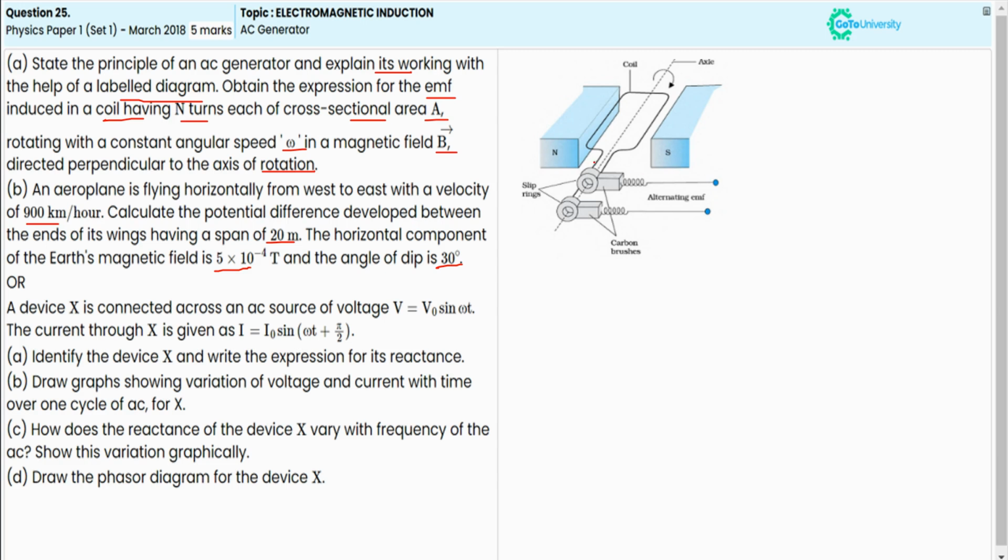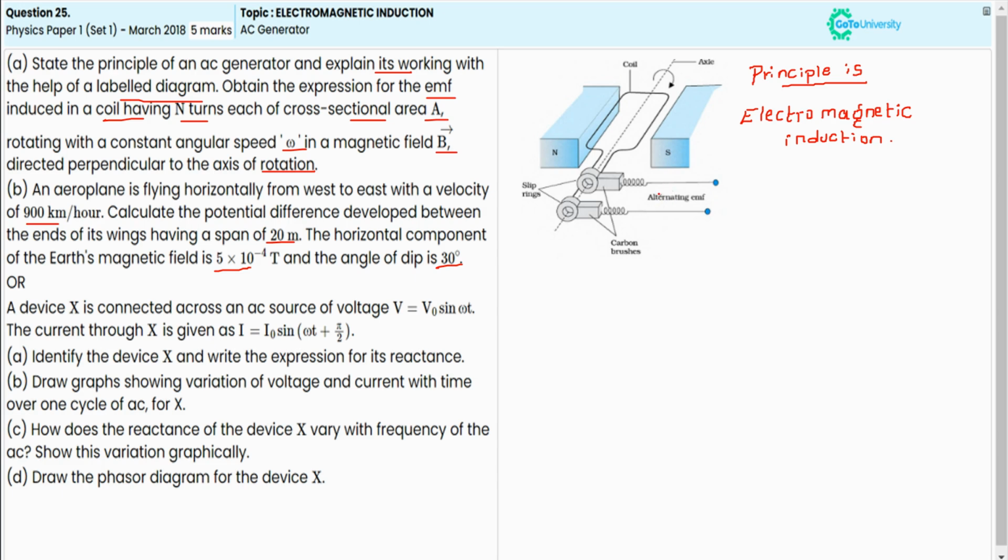We know the principle of the AC generator: it works on the principle of electromagnetic induction. What is this electromagnetic induction? It is associated with the flux. That means when, in between two magnets, a wire is moving up and down, an EMF is induced.